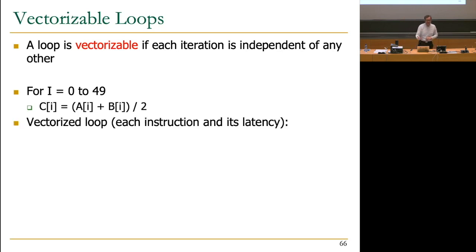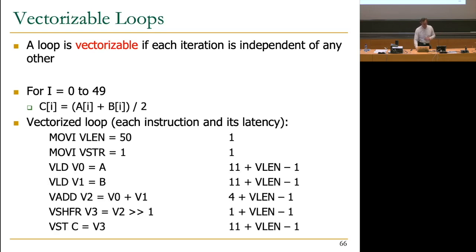If you vectorize this loop, this is what the vectorized loop looks like. It's going to be much simpler. This is it, basically. Our vector length is 50. We initialize a vector length register that way. Our vector stride is 1 because we laid out our arrays nicely. And then the first instruction is a vector load into V0, vector register 0, starting from address A. And this automatically says to load the next 50 elements starting from address A into vector register 0.